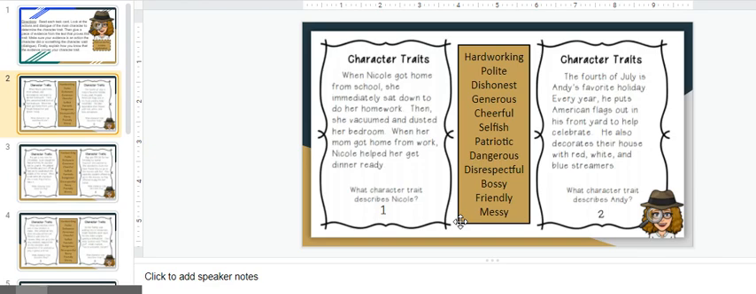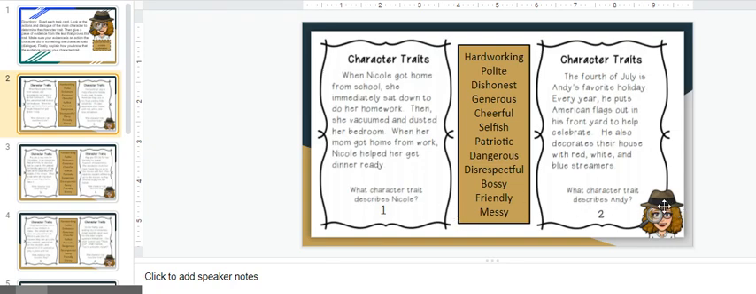Well, she did her homework right when she got home from school. She vacuumed and dusted her bedroom, and she helped her mother with dinner. I do not have to give all three pieces of evidence. I just have to give one piece of evidence, because otherwise you're going to be writing forever. Okay, so I don't want you to give too much. Just give me one piece of evidence.